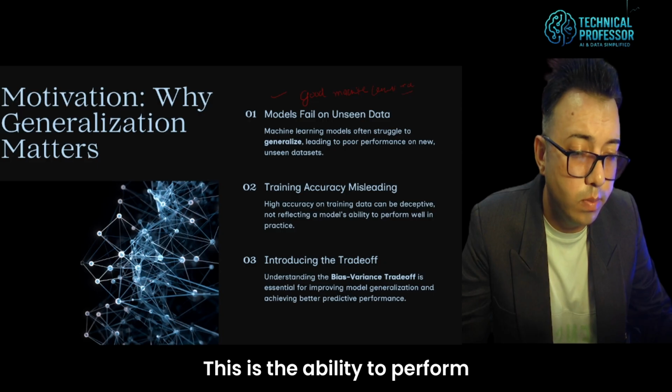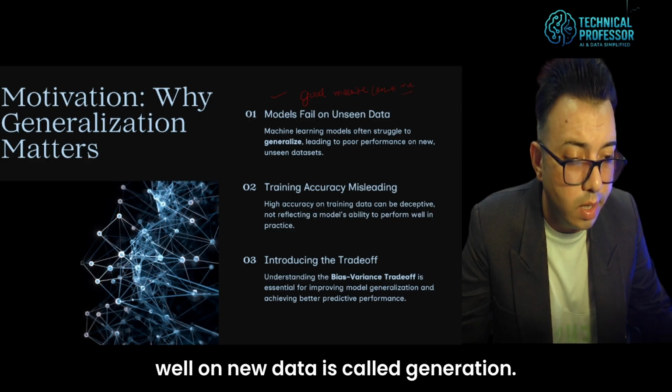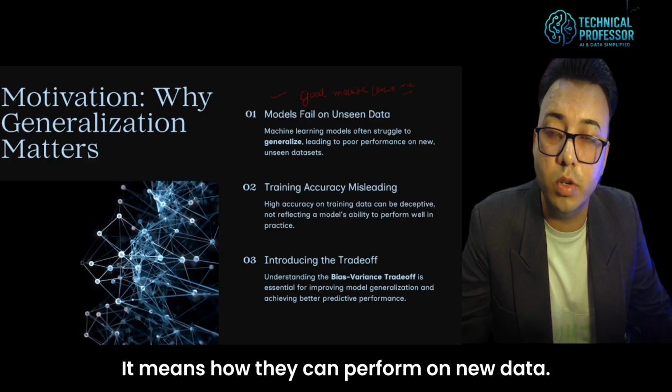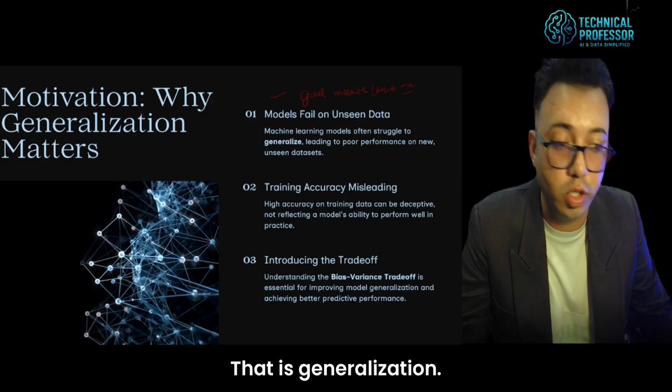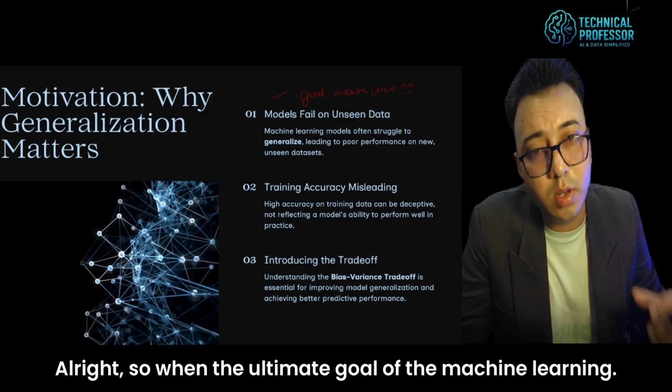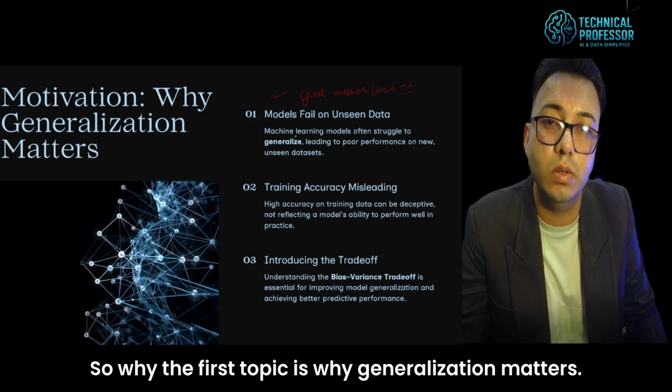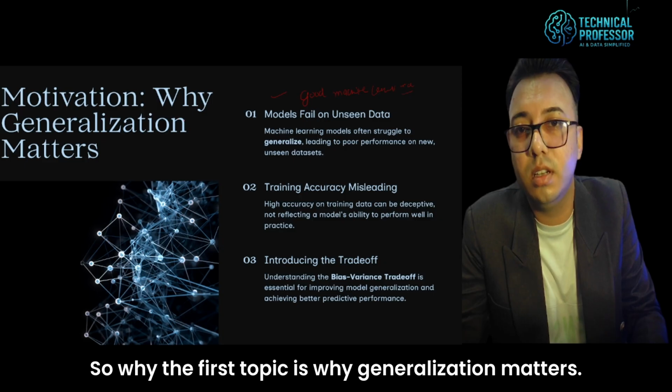The ability to perform well on new data is called generalization. It means how well the model can perform on new data. That is generalization, and it is the ultimate goal of machine learning. The first topic is why generalization matters.